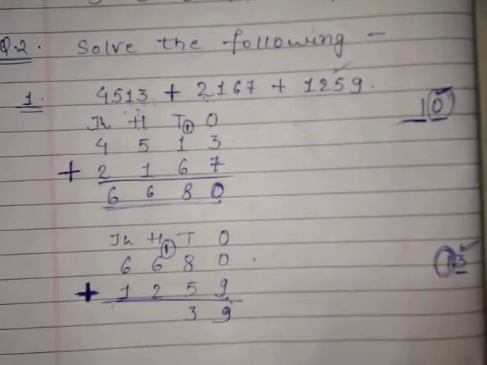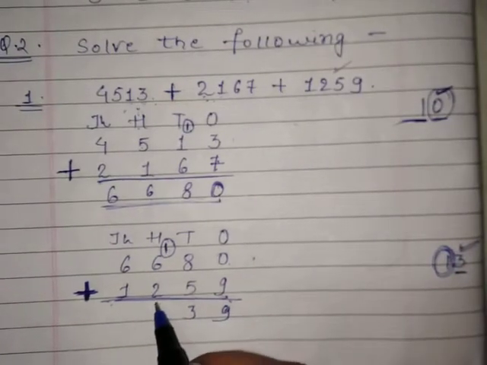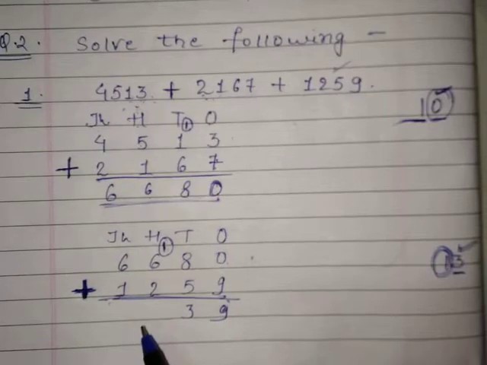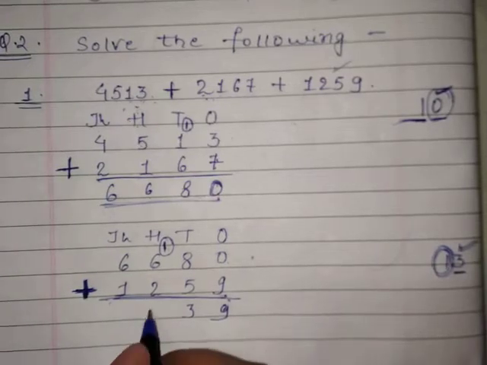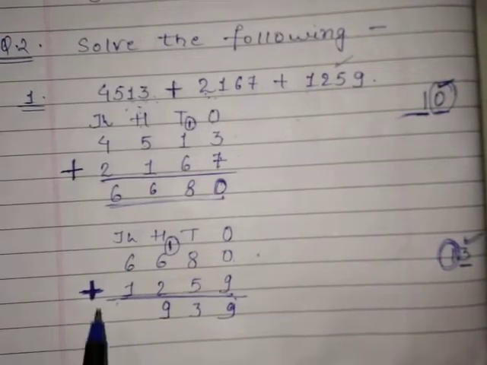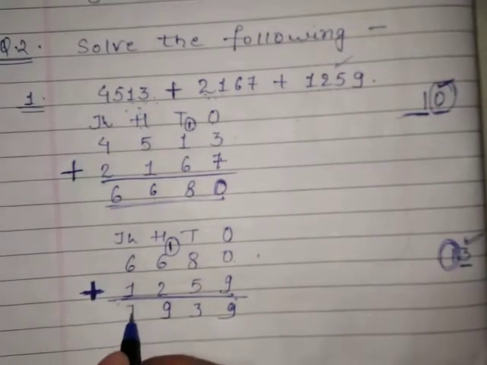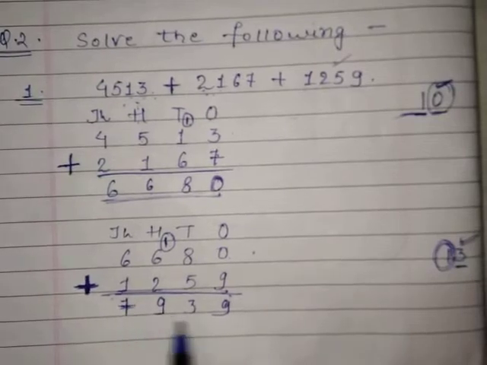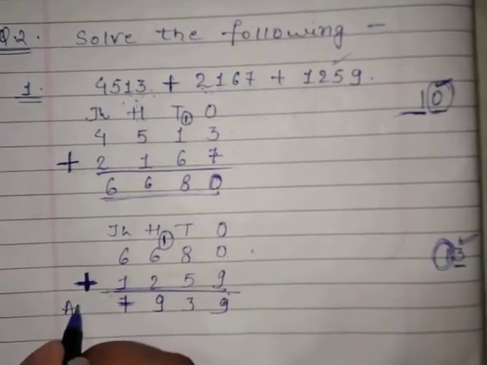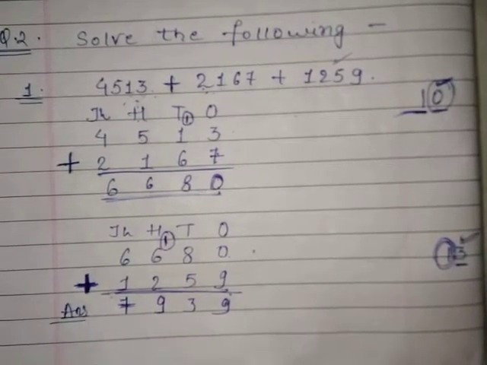Alright. So here 6 plus 1 is 7. And 7 plus 2 is 9: 7, 8, 9. So here we will write 9. Now 6 plus 1 is again 7. So the answer is 7,939.